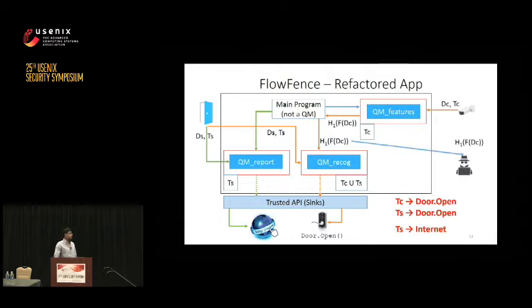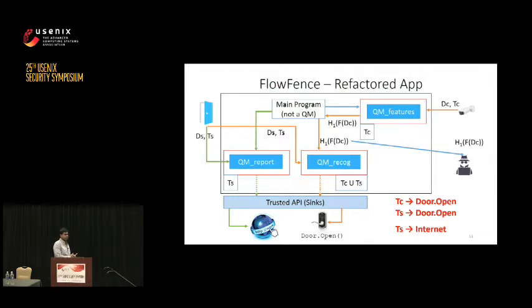Now, this app could try to leak this opaque handle. The non-QM code could try to do this, but this is of no value to the attacker because it is not the sensitive data. This app could also try to leak the camera data to the internet, but there is no flow policy that allows such a flow. Therefore, that is also going to be denied.